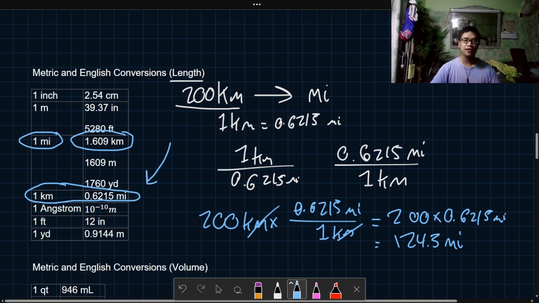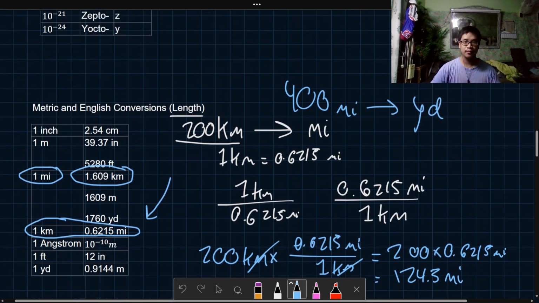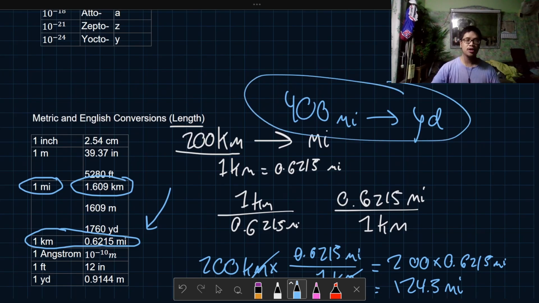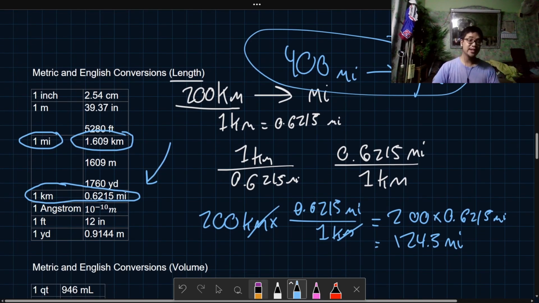Try to experiment with this on your own. For example, what if you have 400 miles and you wish to convert it into yards? How long would it be? So that's on you.